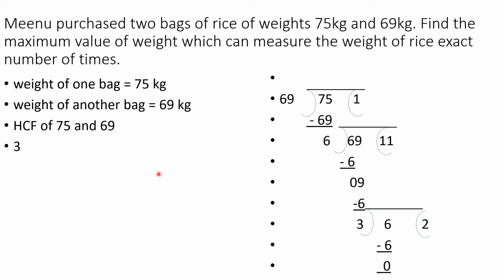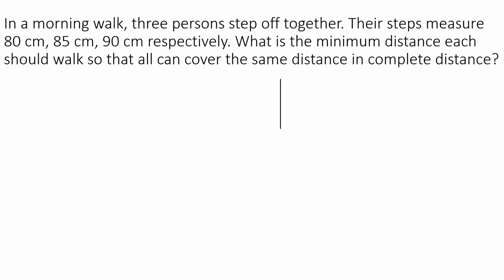So what is the weight? Yes, the weight which we should use is 3 kilogram. So a 3 kilogram weight can measure the rice. Clear? Next question is, in a morning walk, three persons step off together. Their steps measure 80 centimeter, 85 centimeter, 90 centimeter respectively. What is the minimum distance each should walk so that all can cover the same distance in complete steps?